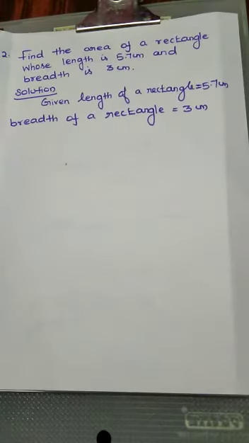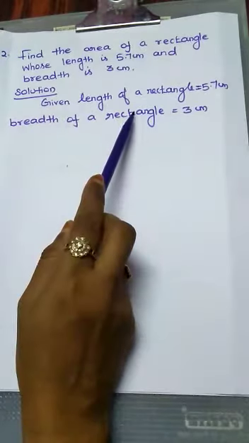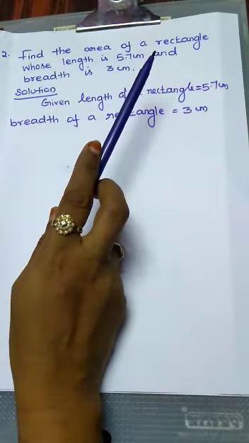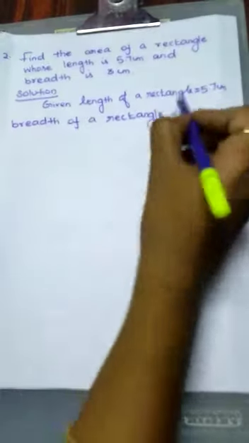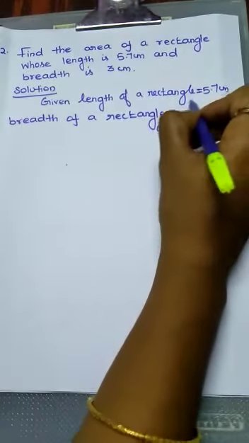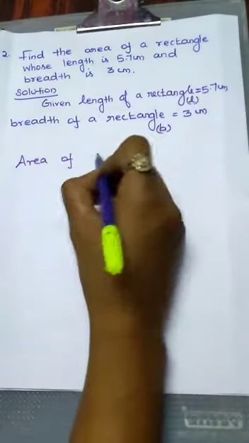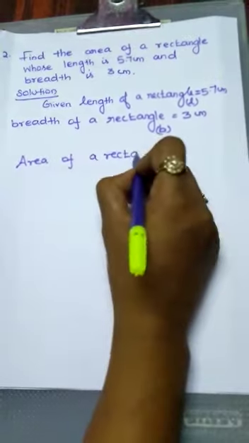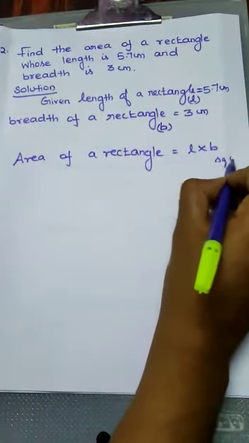Next problem. Find the area of a rectangle whose length is 5.7 centimeter and breadth is 3 centimeter. Here the given values are the length and breadth of a rectangle. We have to calculate the area. L value is 5.7 cm, B value is 3 cm. What is the area of a rectangle formula? Area of a rectangle is equal to L into B square units.